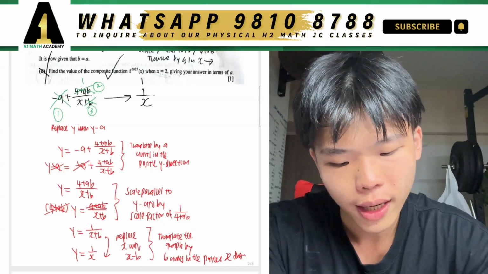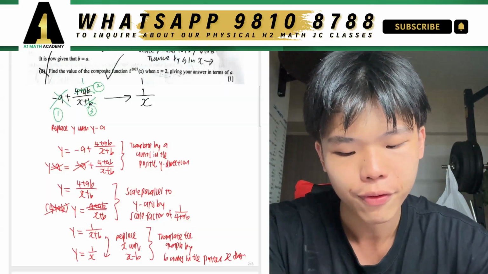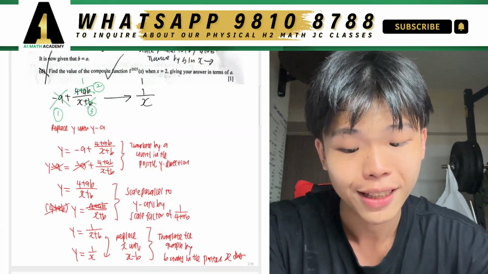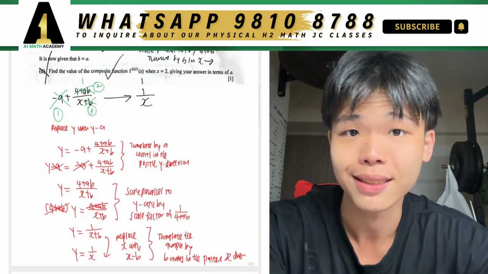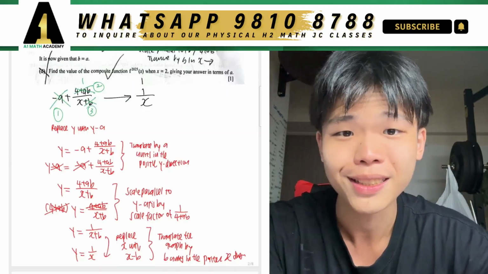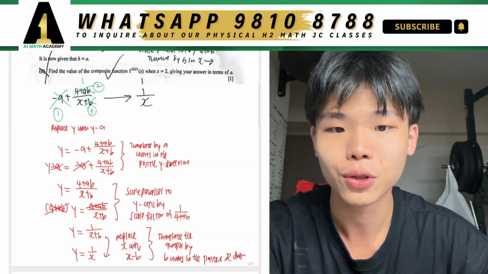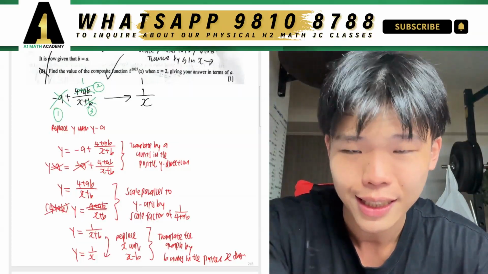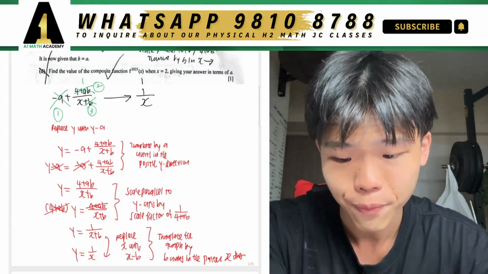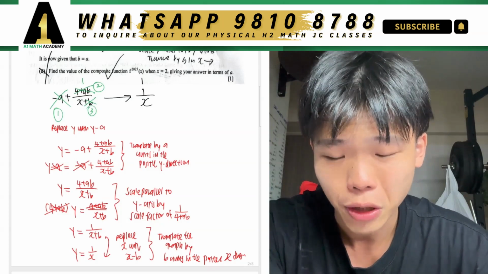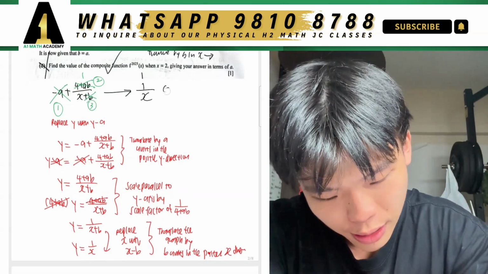Now for part C, they want us to find the equation of f inverse x and state its range. So again, this is a function question in a graphs and transformations question. As you can see, they can test many different topics all in one question. So how do we actually tackle part C over here?